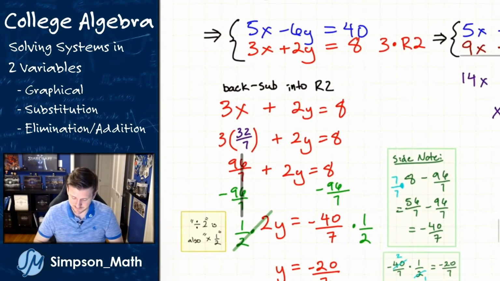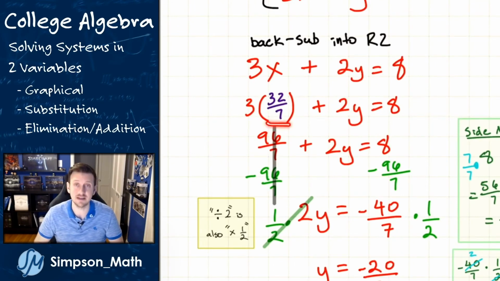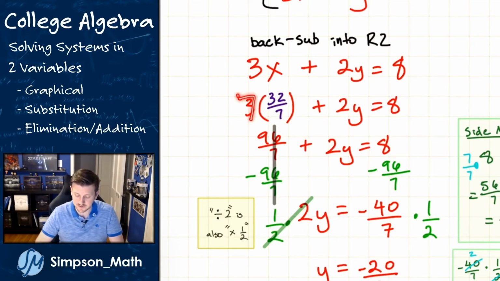So let's back sub and put this 32/7 into the x. You can put this into either equation, whichever one looks easiest. So if you had one that had a coefficient of 7, so the 7's would reduce, cool, but we don't. So just put it into this. This one, I think I chose this one because it has smaller coefficients. So I multiplied and I got 96/7, and then I subtract 96/7.